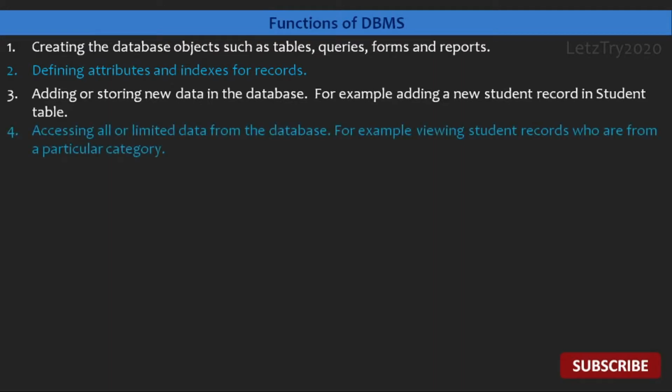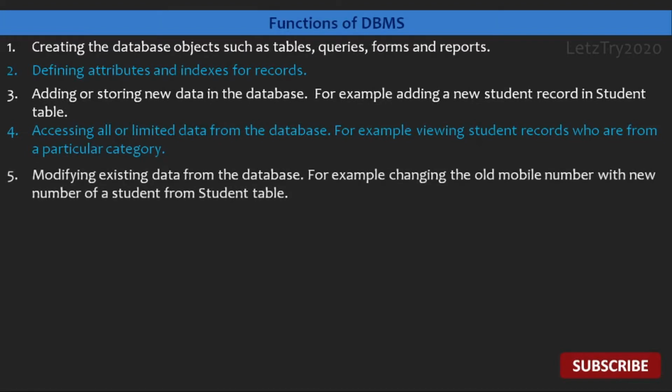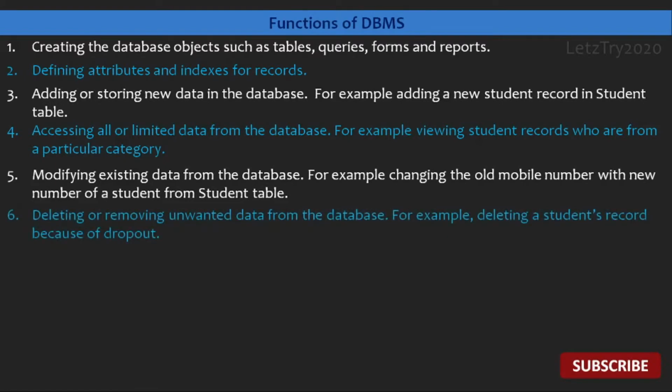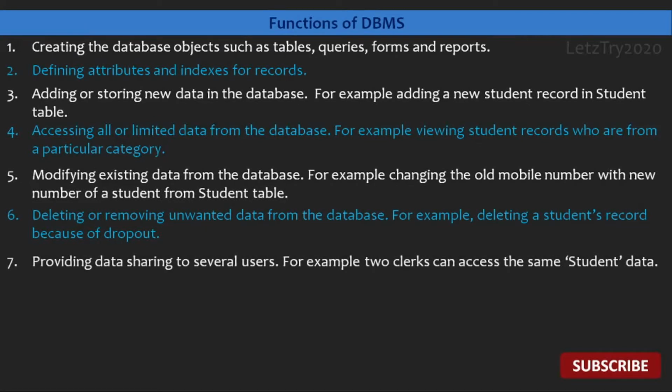Fourth one, accessing all or limited data from the database. For example, viewing student records who are from a particular category, like showing a list of students whose income is below 20,000. Modifying existing data from the database. For example, changing the old mobile number with new mobile number of a student from student table. Deleting or removing unwanted data from the database. For example, deleting a student's record because of dropout. Providing data sharing to several users. For example, two clerks can access the same student data.